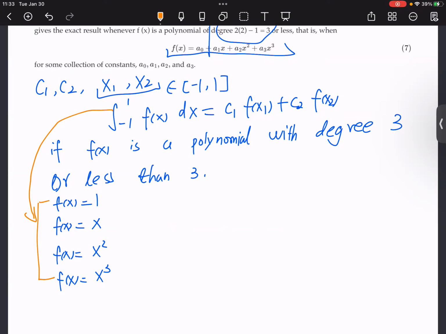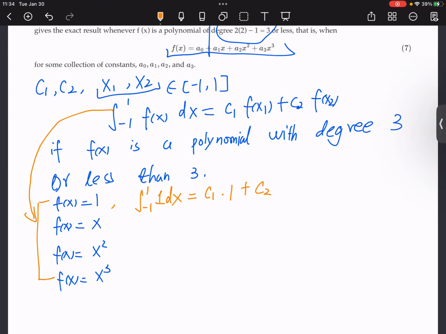So now let's do the plugging in. On the left-hand side we have the integral from -1 to 1, and then this equals C1. These are coefficients we don't know at this moment, but let's plug x1 into this function. Because this is a constant function, we have times 1 here. So the value of the function should be 1 here.